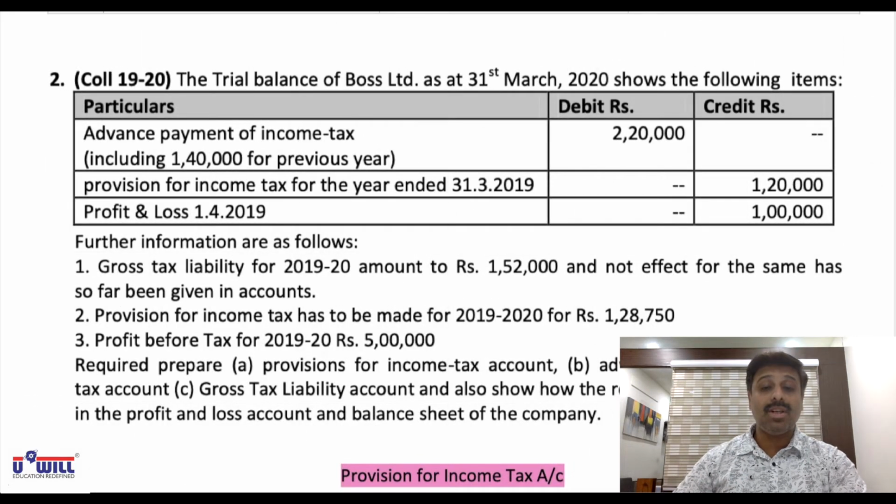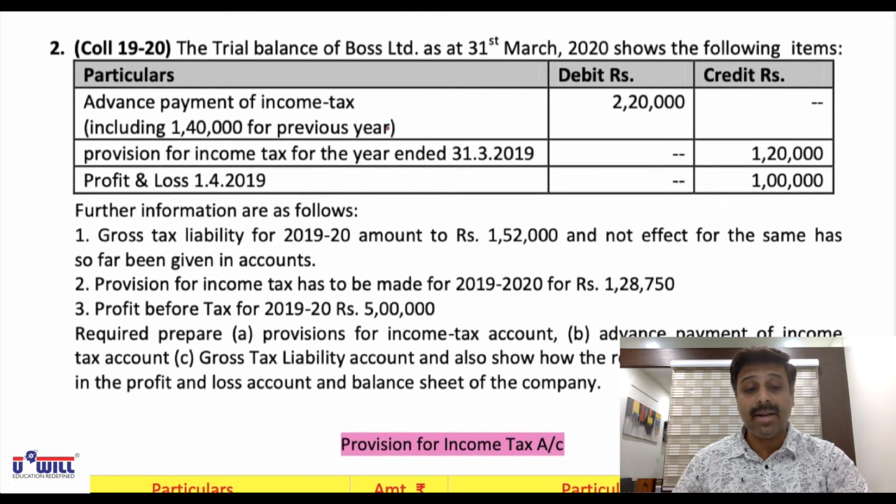Now if you look at question number 2, how will we solve this? Understand, question 2 will make you clear with the adjustment of provision for tax and advance tax, gross tax liability. How do you deal with that? In the long questions, you'll understand it with the help of question 2. So all of you go through that thoroughly well, be attentive.